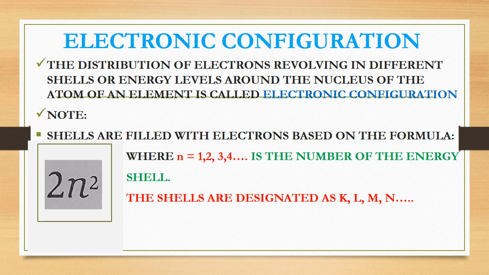Now, how are the cells designated with reference to alphabets? It is designated as K, L, M and N. So please tell me, what will be the value of n for K cell? It will be 1. What will be for L? It will be 2. What will be for M? It will be 3. And what will be for N? It will be 4. Is that clear? Please keep this formula in your mind, that is 2n square. With this formula, we can calculate how many maximum electrons can be accommodated in a particular cell of an atom.